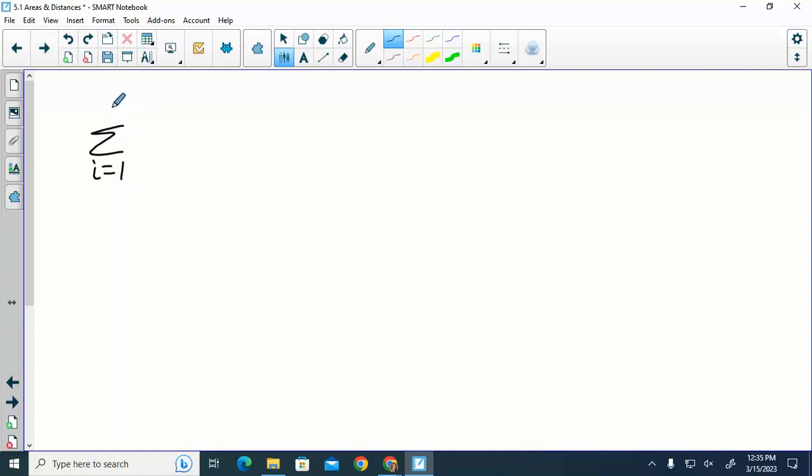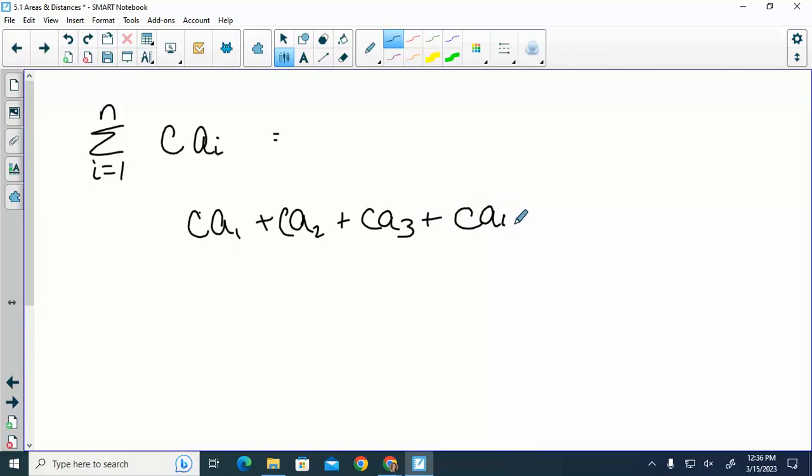If I wanted to add from 1 to n of c a sub i, what that means is c is just a coefficient. So c a sub 1, c a sub 2, c a sub 3, and so on. You don't have to write this down yet. I'm trying to give you the justification rather than just telling you what it is. So you add all these up. What does every term have in common? Yeah, and the a just represents some function. But they all have a c, right?